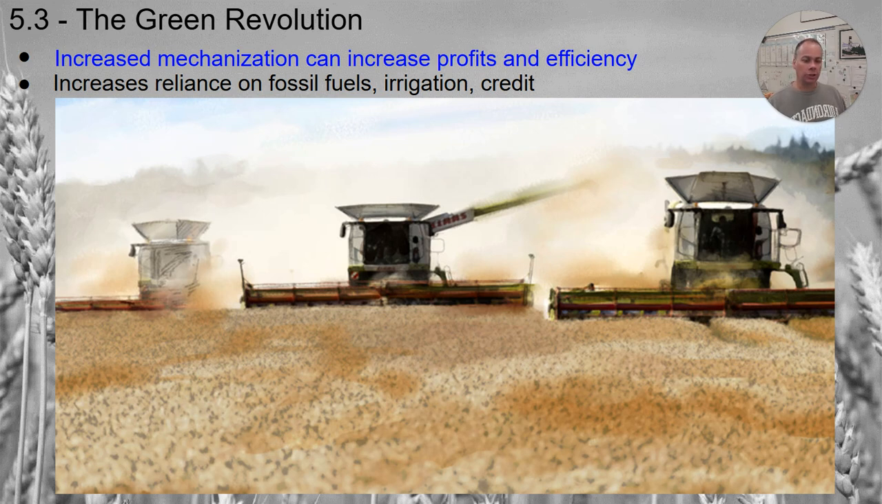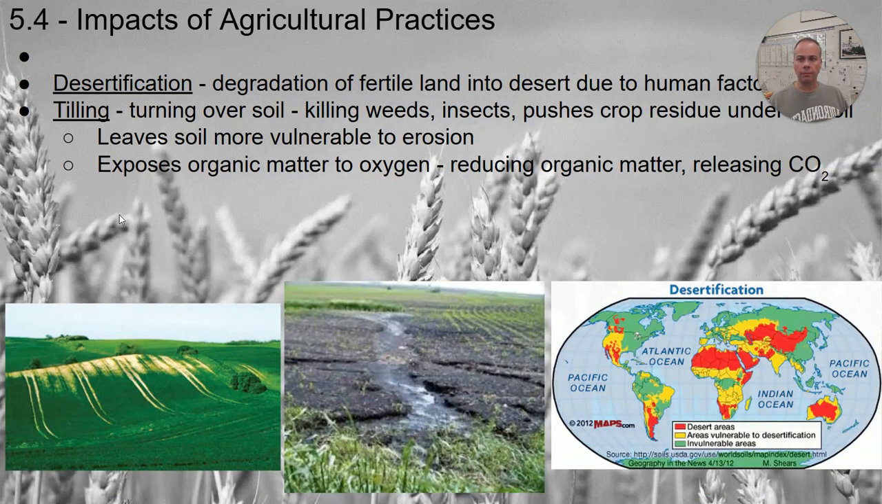It requires smaller scale farmers to borrow money to purchase the more expensive equipment and fertilizers and pesticides and even seed, that requires them to borrow money and become indebted. And that's a major factor in how the Green Revolution impacts small scale farms. Okay, and we'll talk about some of those impacts in our next topic.